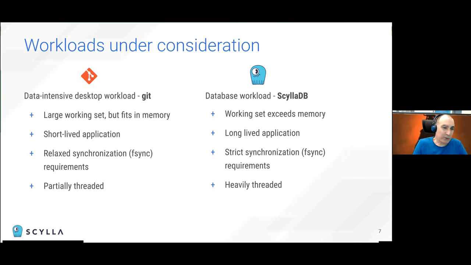So in order to evaluate those methods, we'll look at two different workloads as examples. One example is a desktop workload. So it's not using a huge amount of data, but still it is data intensive, like Git. Git deals with repositories that can be a gigabyte or more in size. So it's a large working set, but usually it will fit in memory. Git is a short-lived application. It's actually noted for being extremely fast. So an execution of Git can take just a few milliseconds.